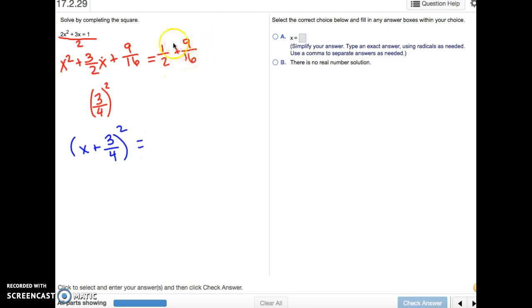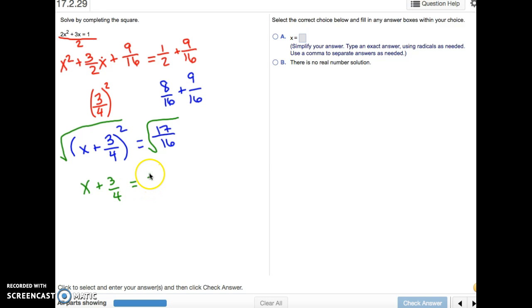And on the other side, if I'm going to add fractions, I need to get a common denominator. So the common denominator would be 16. This is still 9/16, and if I multiply this bottom part by 8 to get 16, then the top becomes 8/16, which is 1/2. When you're adding fractions, recall that you add the top, so I get 17, and then the bottom stays the same, 16ths. Square root both sides. So this is x plus 3/4.